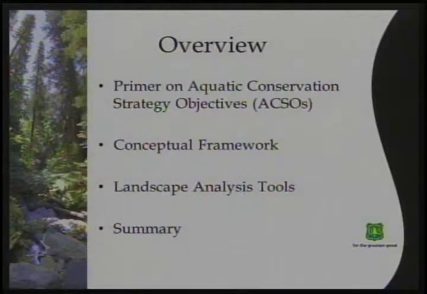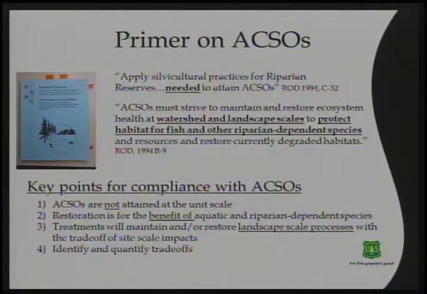And then also I'll be talking about the Aquatic Conservation Strategy Objectives, which is definitely a Forest Service, federal term. So if you don't work for the Forest Service or BLM, or you're just not interested, you can disregard that first part. Just a little quick primer on Aquatic Conservation Strategy Objectives. If you look under the Riparian Reserve section under Aquatic Conservation Strategy Objectives, you'll see there's nine of these objectives that we need to meet.